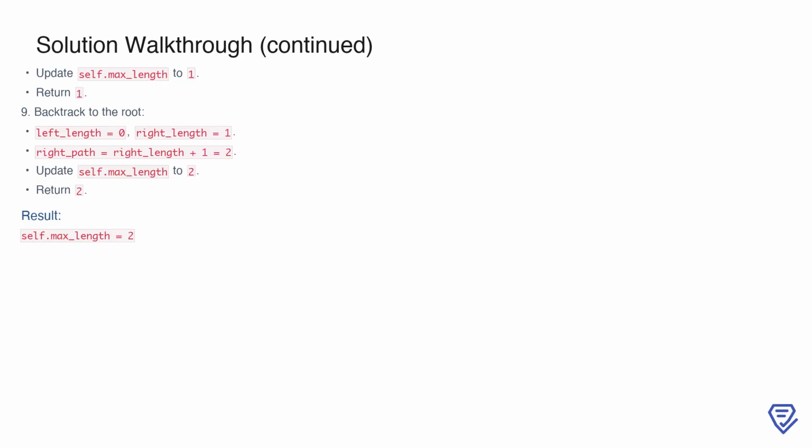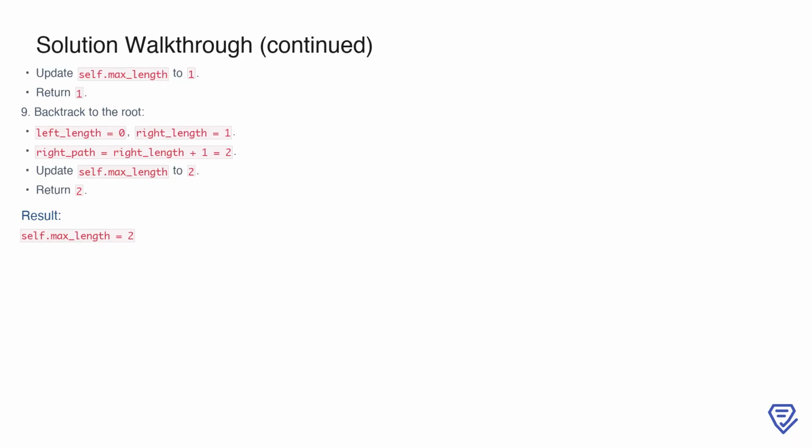Backtracking to its parent, we calculate left_length and right_length as 0, but since this node's value matches its child's, we compute right_path as right_length plus 1, which is 1. This updates self.max_length to 1. The function then returns 1 to the previous level.